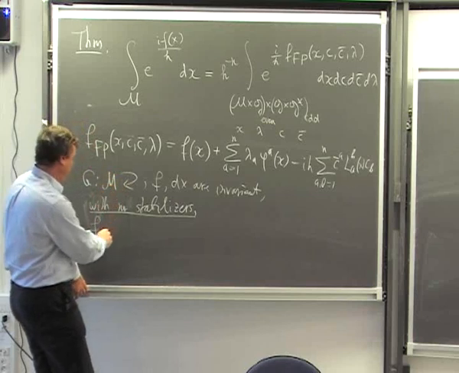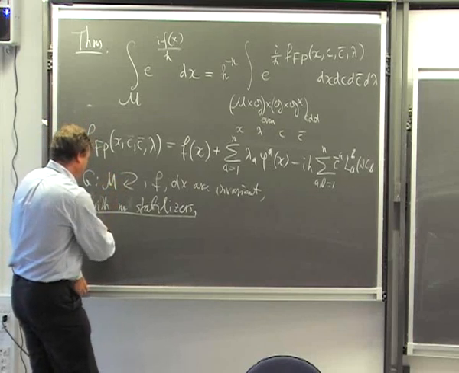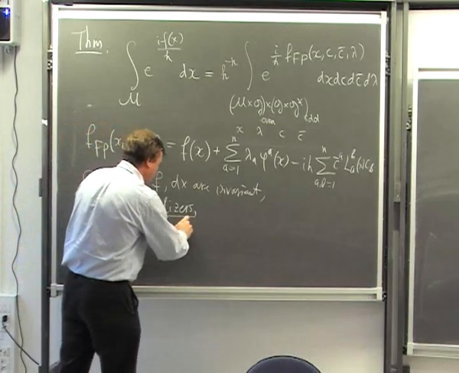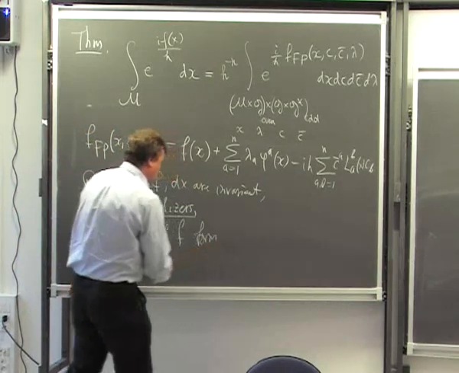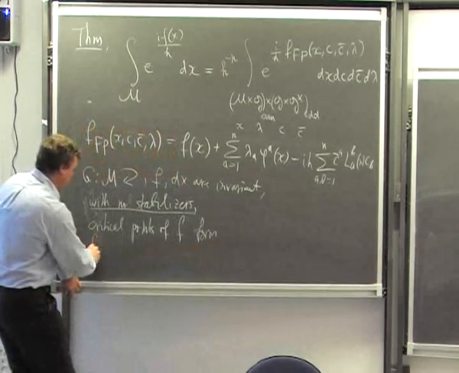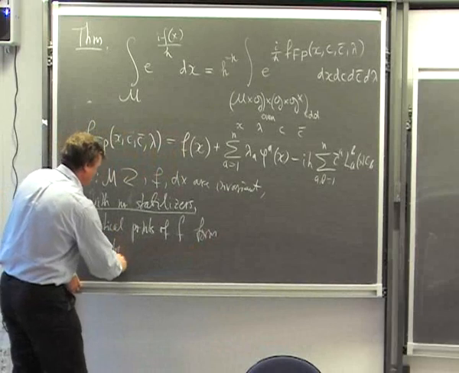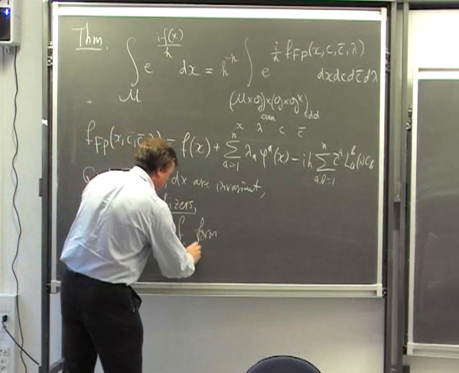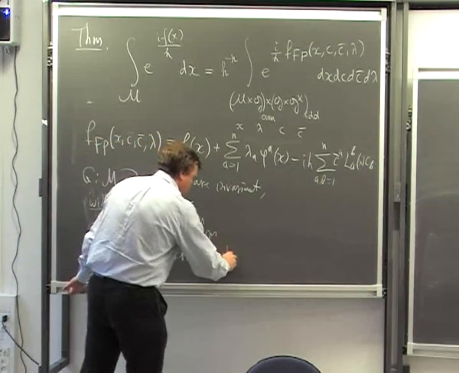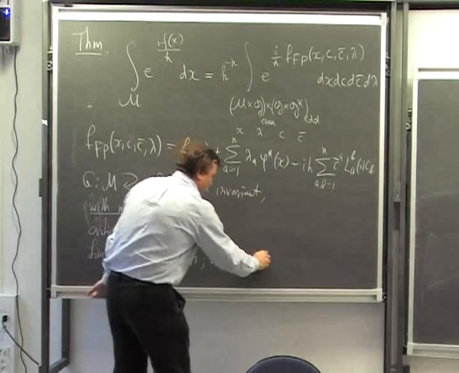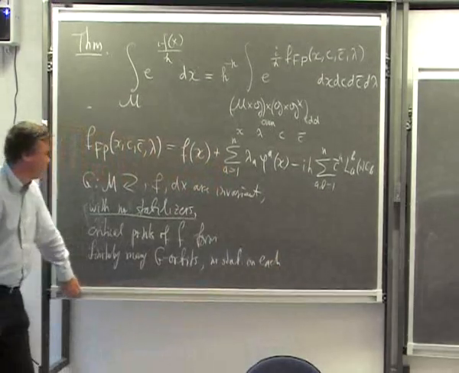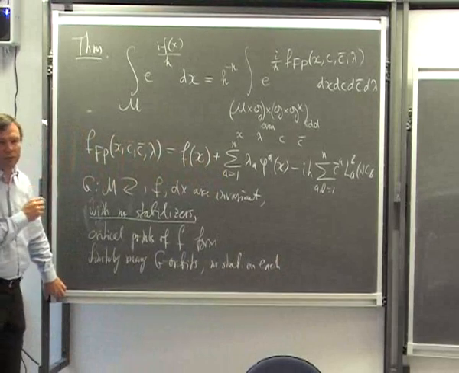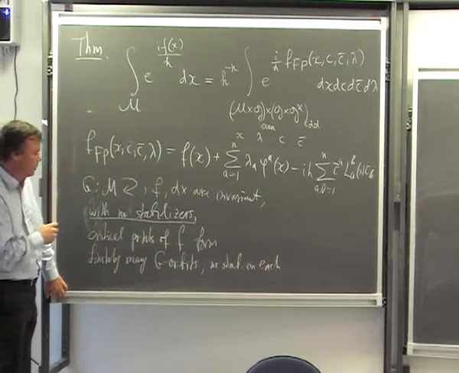But what we will really need is the following: critical points of f form finitely many G orbits, and there are no stabilizers on each of these orbits. So it's important where critical points of f are for the Cauchy asymptotical formula.